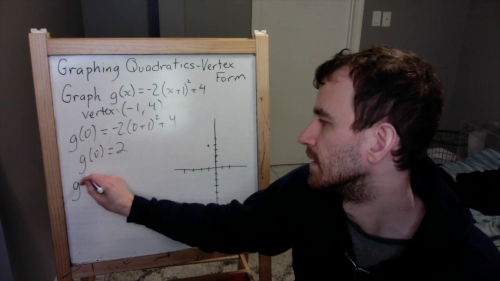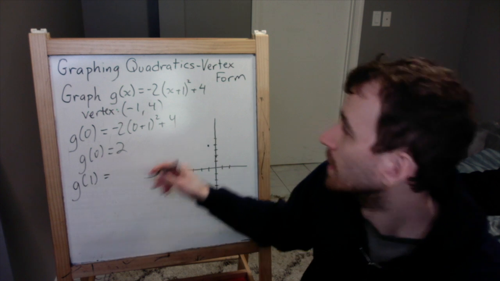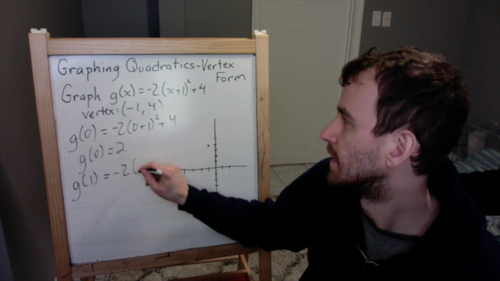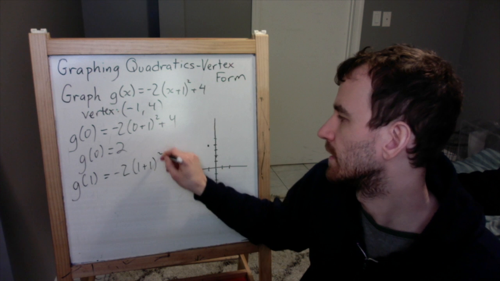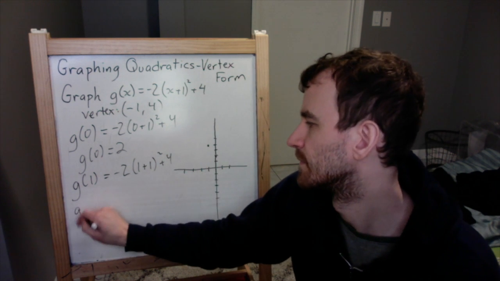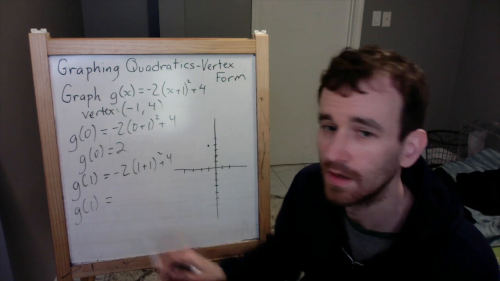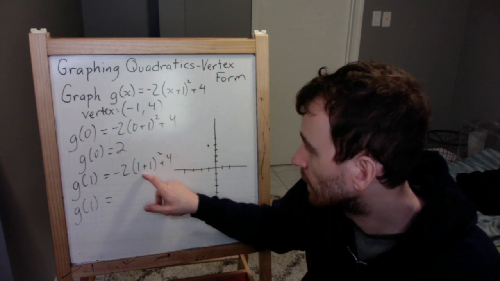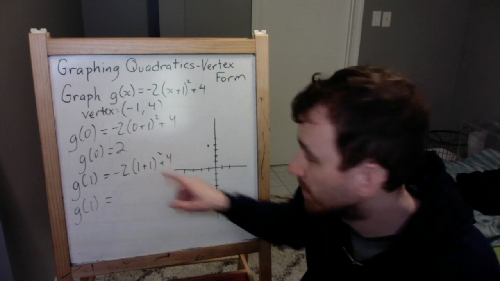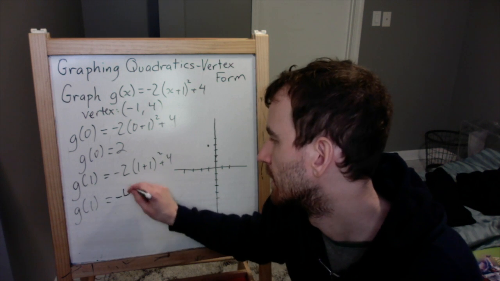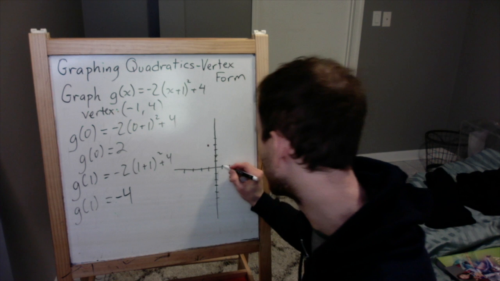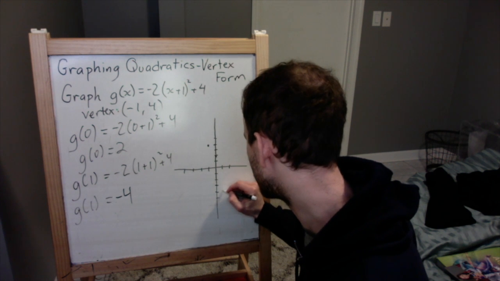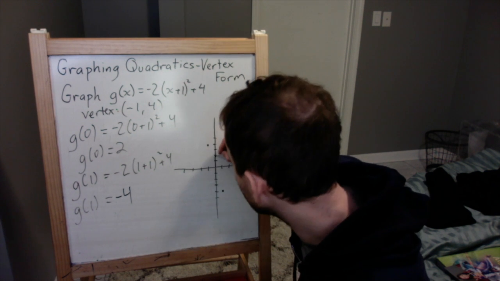And we can then plug in 1. So we have negative 2 times (1 plus 1) squared plus 4. 1 plus 1 is 2, squared is 4, times negative 2 is negative 8, plus 4 is negative 4. So that gives us the point (1, negative 4).